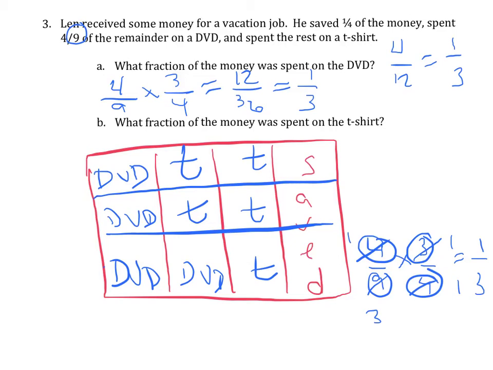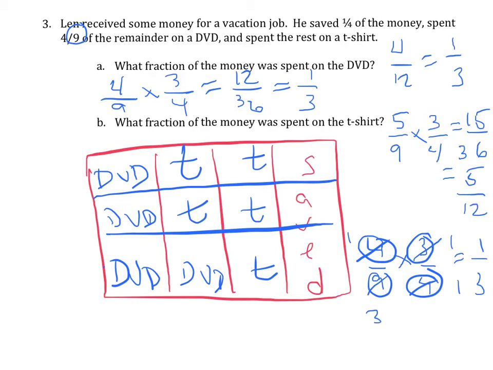The second question says, what fraction of the money was spent on the t-shirt? So if 4/9 was spent on the DVD, 5/9 was spent of the remainder. So the remaining money, of the money that he spent, was 3/4. So I end up getting 15/36, which reduces to 5/12.